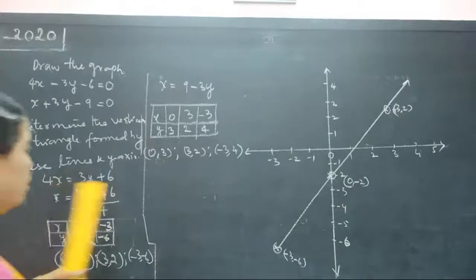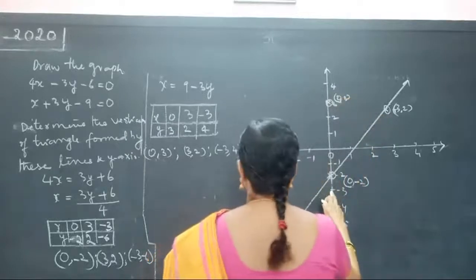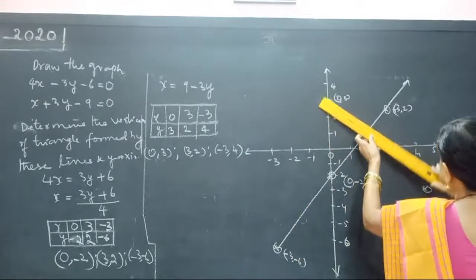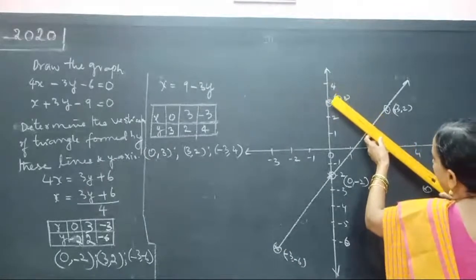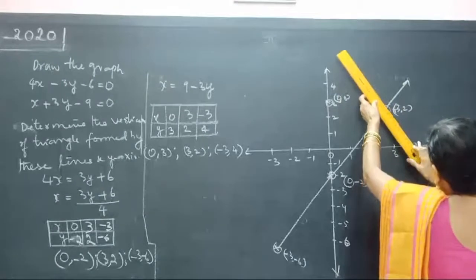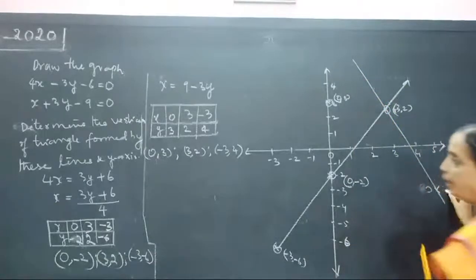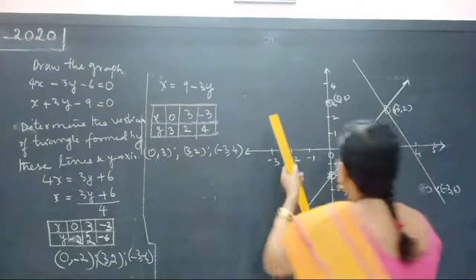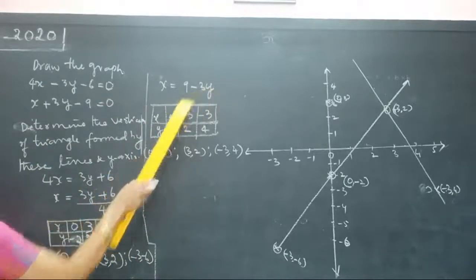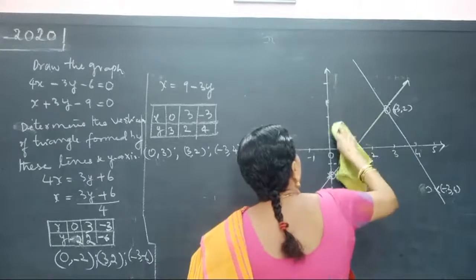Now take the second ordered pair: 0, 3; 3, 2; and minus 3, 4. Since the marking is not done in a proper way, like this you will get it. We need to extend this line to intersect. It is minus 3, 4; 3, 2; 0, 3. Is 0, 3 correct? 3 3s are 9. Yes, 0, 3. I should do the marking in a proper way here. Equal marking.